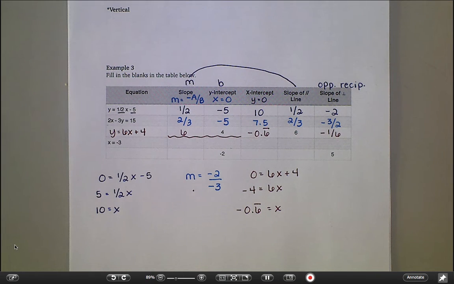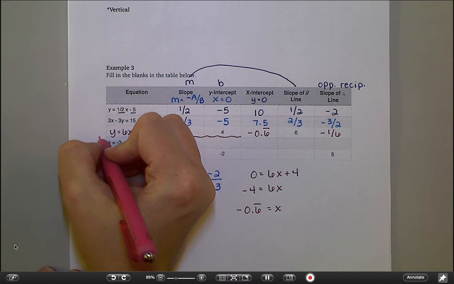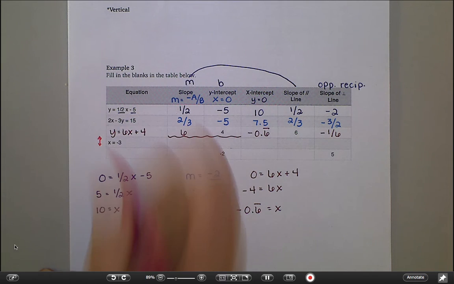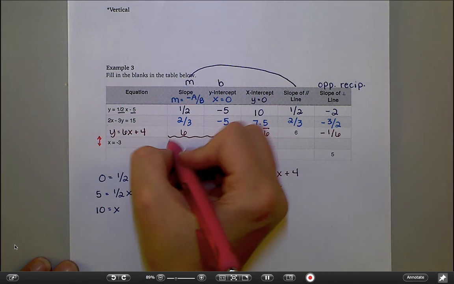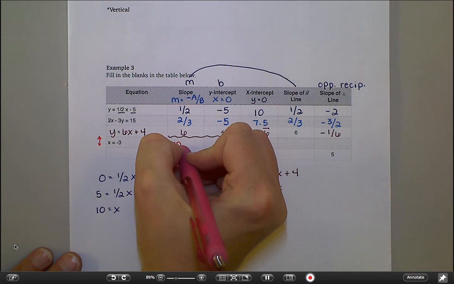All right, the next one is very different. This is x equals negative 3. This is a vertical line. Let's just keep this in mind. This is a vertical line, so my slope here is undefined.